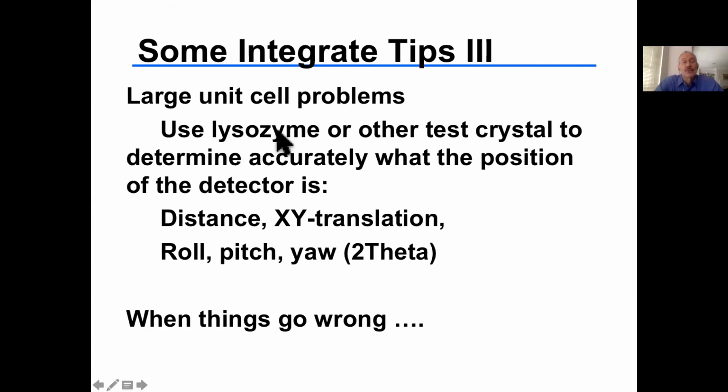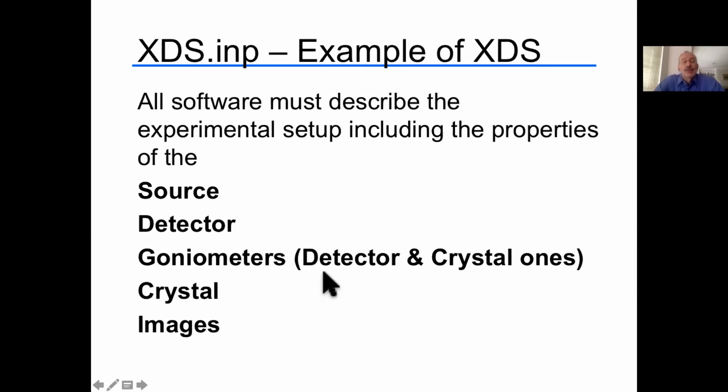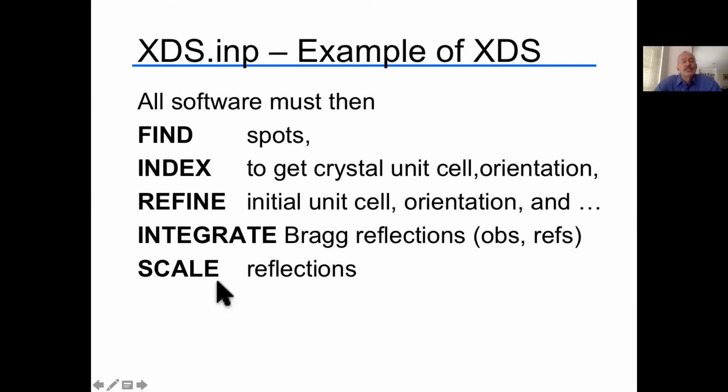For example, you can put on a lysozyme crystal to test accurately what the detector position is and what the roll, pitch, and yaw of the detector are. And when things go wrong, well, we'll talk about that more. But I want to jump to an example of XDS. All software must describe the experimental setup, including the properties of the source, the detector, the goniometer, the crystal, and the images. And all software must then find spots, index them to get the unit cell, refine to get these properties better, integrate, and scale.